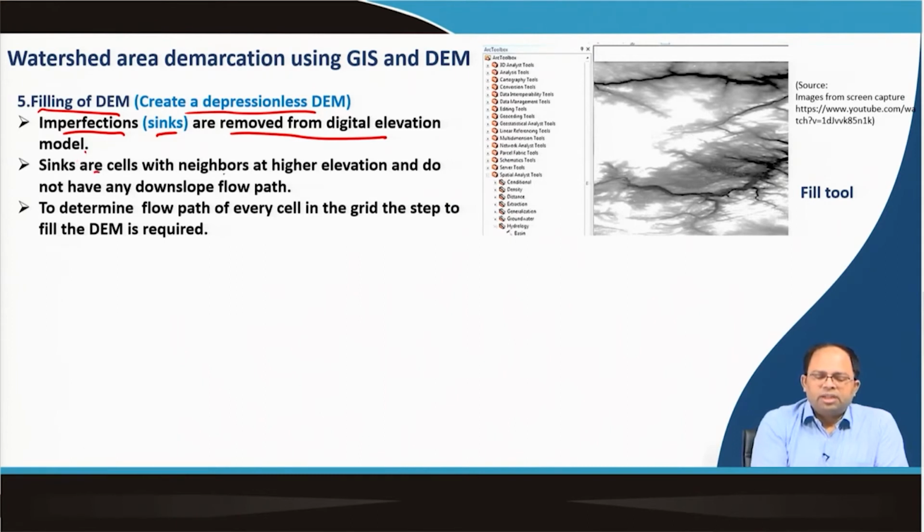So imperfections or sinks are removed from the digital elevation model. Sinks are cells with neighbors at higher elevation that do not have any downward flow path. If there is a sink in my data, the software will not be able to determine in which direction water will flow from this point. If a point is lower than the surrounding areas, the software will get stuck. So that's why the first job is to make all the smaller depressions flatter. To determine the flow path of every cell in the grid, the step to fill the DEM is required. That means for every cell we determine, whatever rainfall falls in that area, or if there is water in that area, in which direction water will flow. We need to determine that for every cell.